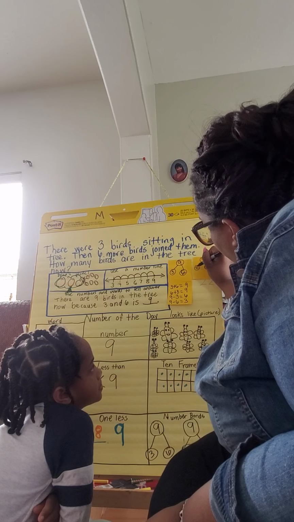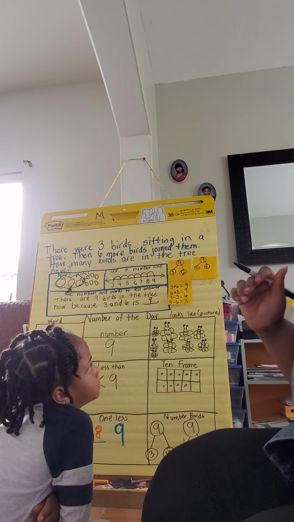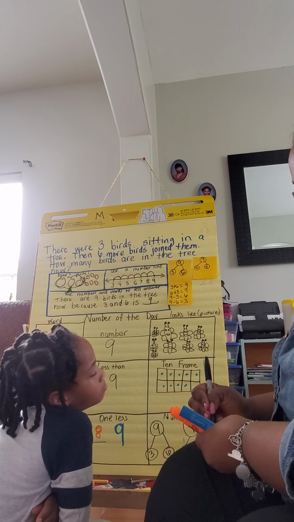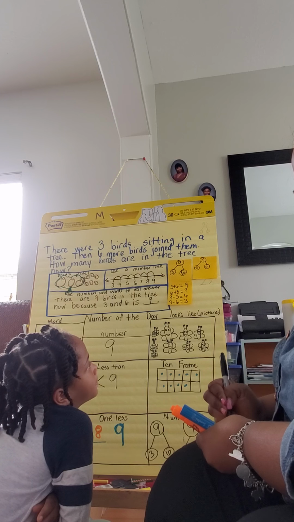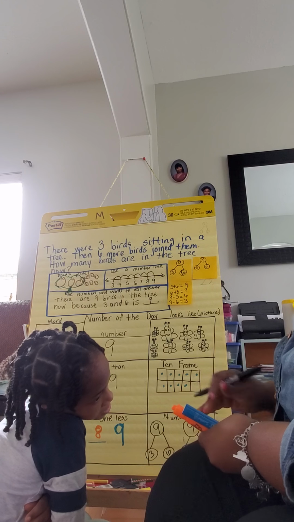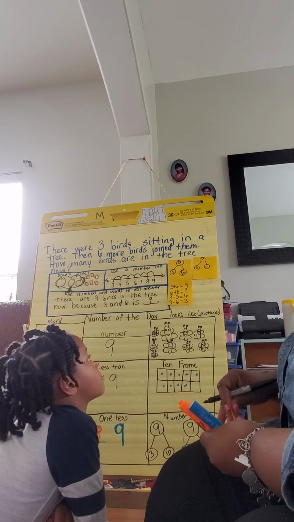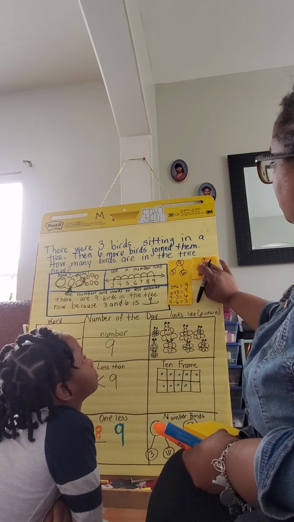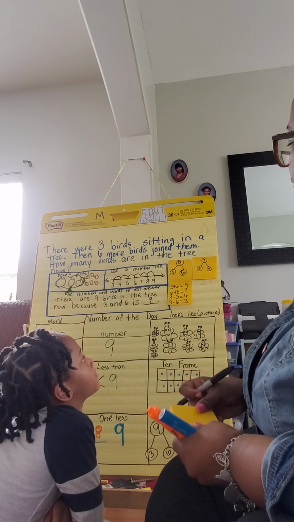I know my 5 looks kind of weird. I'm actually going to redo that because it's bothering me. Give me 1 second. 9, 5, and 4. That's a little bit better. It's not as connected. Okay, so we have 9, 5, and 4.